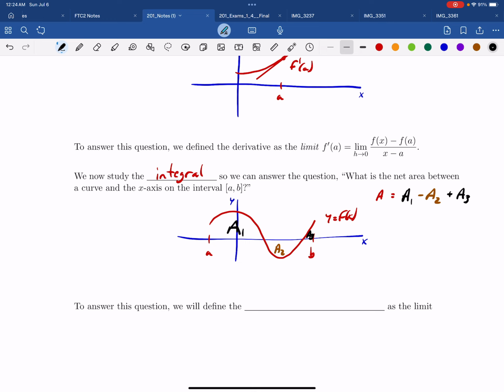So we have this notion of positive and negative area. When the curve dips below the x-axis, we want to consider the area between the curve and the x-axis to be negative. But when it's above the x-axis, we want that to be positive.